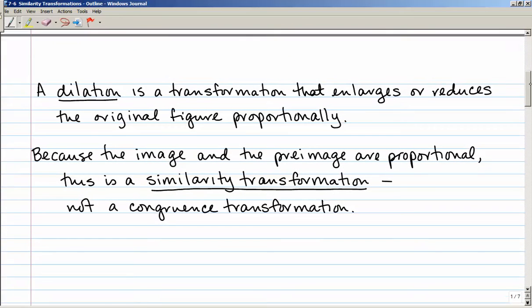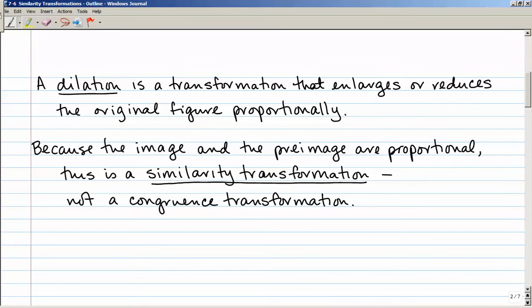Now in this section we're going to talk about a similarity transformation that's called a dilation. And that may sound familiar if you've ever been to the eye doctor and he's put drops in your eyes to dilate your pupil so that he can see your retina in the back of your eye. It's kind of the same idea. A dilation is a transformation that enlarges or reduces the original figure proportionally. Because the image and the pre-image are proportional to each other, this is a similarity transformation, not a congruence transformation.